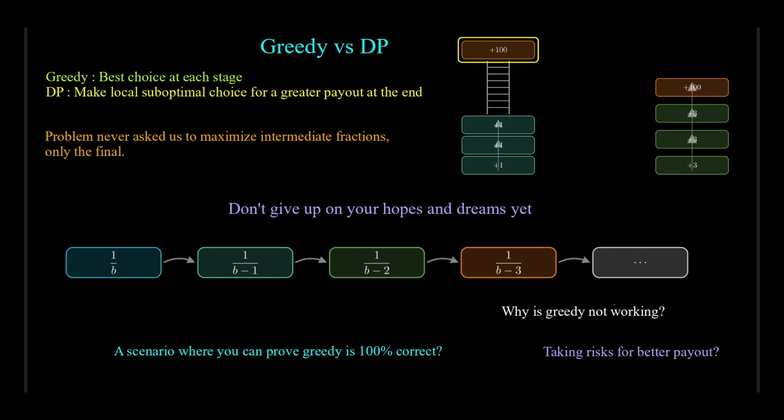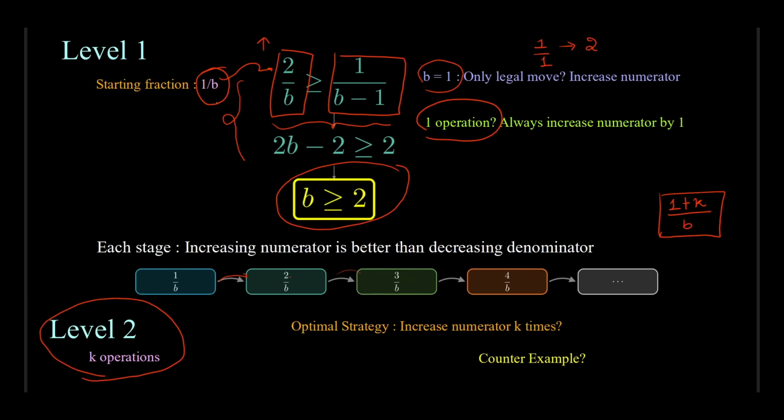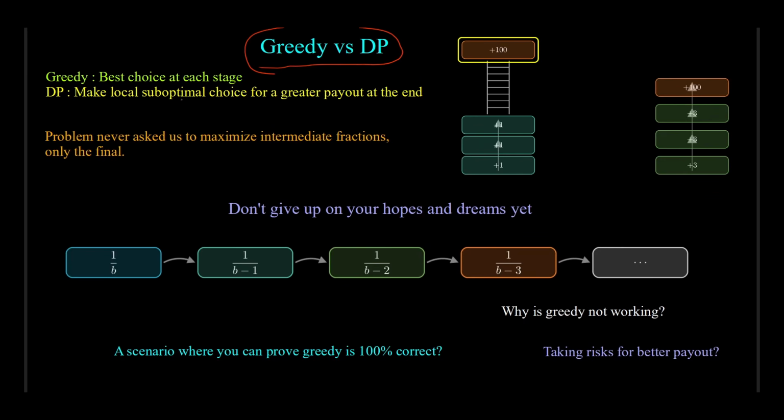So this is where the concept of greedy versus DP comes in. Notice that the solution that we have just derived is kind of greedy, right? You are making the best choice by considering only one operation. So that is why greedy is the best choice at the stage that you are currently at. But what dynamic programming says is that it is sometimes okay to make suboptimal choices at a local region so that you can get a greater payout at the end.